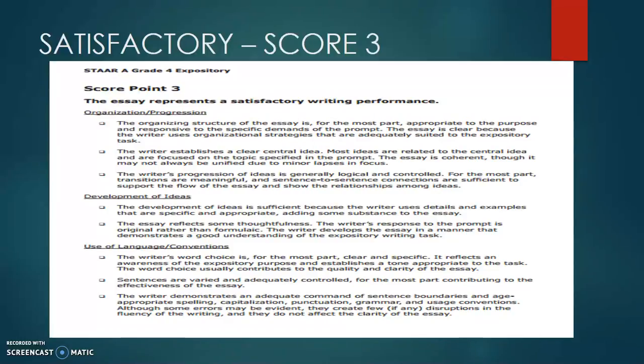Okay. And then let's look at the use of language. So the writer's word choice is for the most part clear and specific.